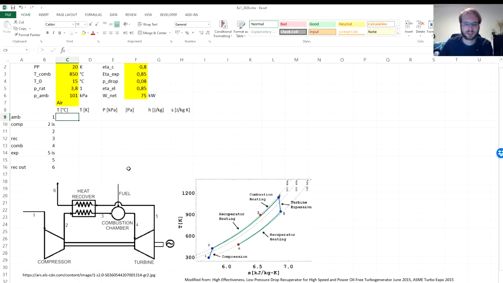So what is given and provided? We know the ambient condition, which is 15 degrees C. You can probably highlight it also here. Ambient pressure being 101 kilopascals. And we know the combustion temperature being 850 degrees C.